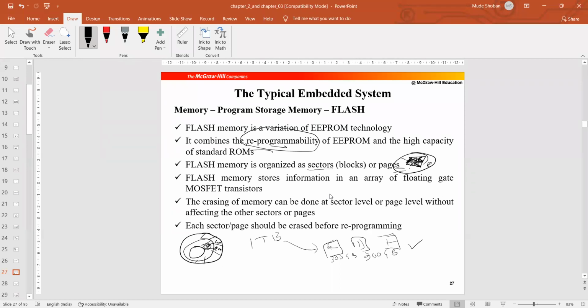Mobile number means it won't store the 10 digits. Every mobile has its own unique IMSI number, I think. Am I right? IMSI number, no? Some unique mobile number is there that can detect it and that can store, and it enables amplifying the signal strength. So again, flash memory stores the information in an array of floating gate MOSFET.